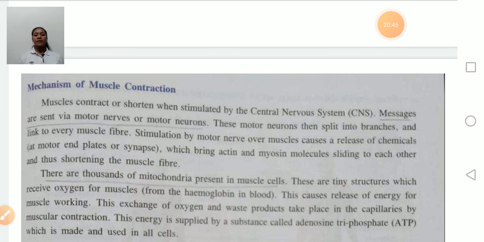First, messages are sent via motor neuron. Then the motor neuron splits into branches, and each branch is attached to every muscle fiber. When the motor neuron is stimulated, it releases a chemical. Where does it release the chemical? At the motor end plate. And that chemical brings the actin and myosin molecules sliding over each other, resulting in shortening of the muscle fiber.